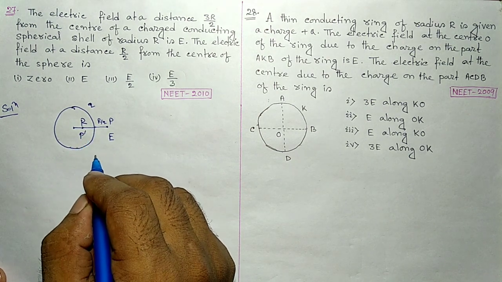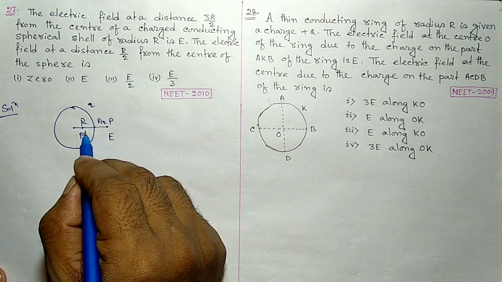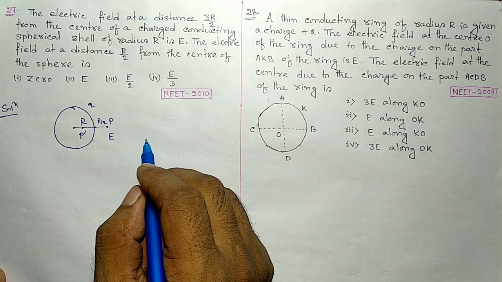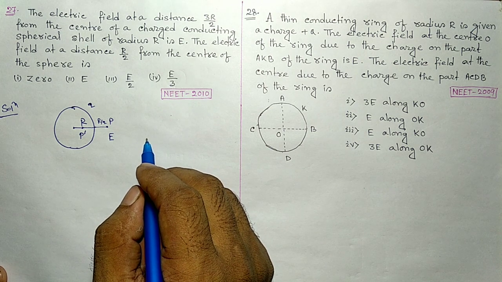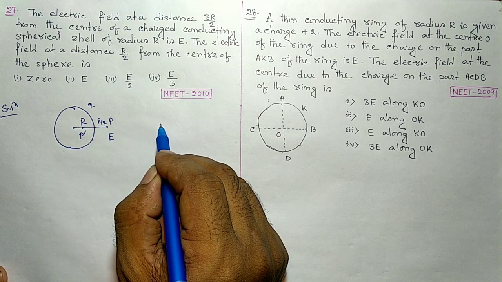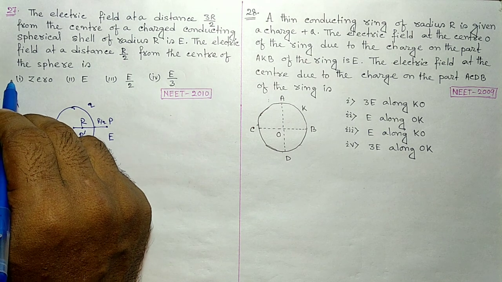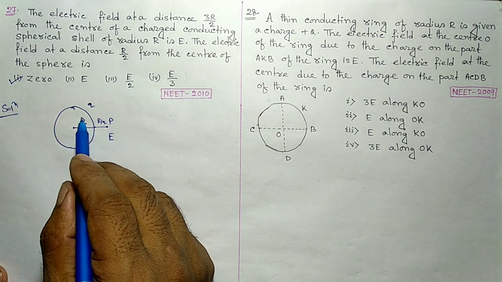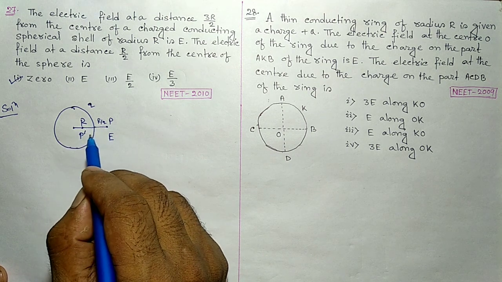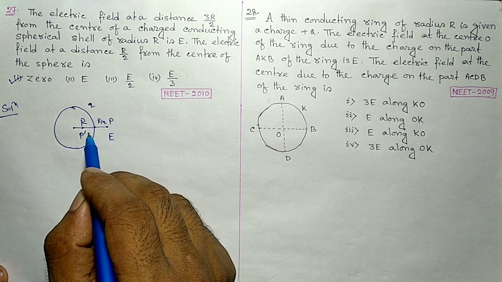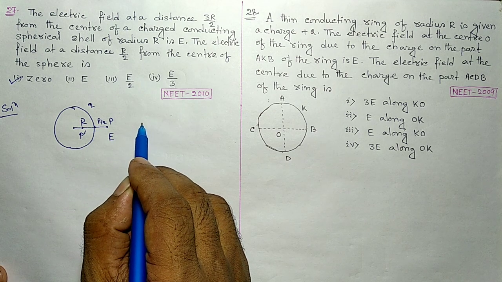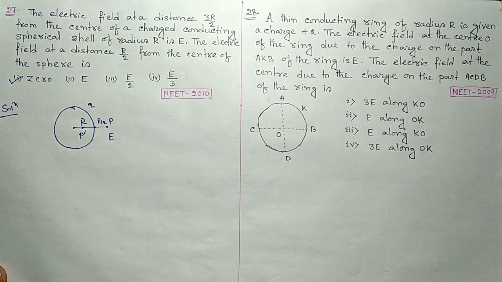Now this is inside the sphere. We know for a spherical shell, the electric field inside the spherical shell is 0. So the answer will be 0. For a spherical shell, inside the spherical shell, the electric field is 0. And at the surface of the shell it is maximum. And if we go far from the surface of the shell, then it again decreases.